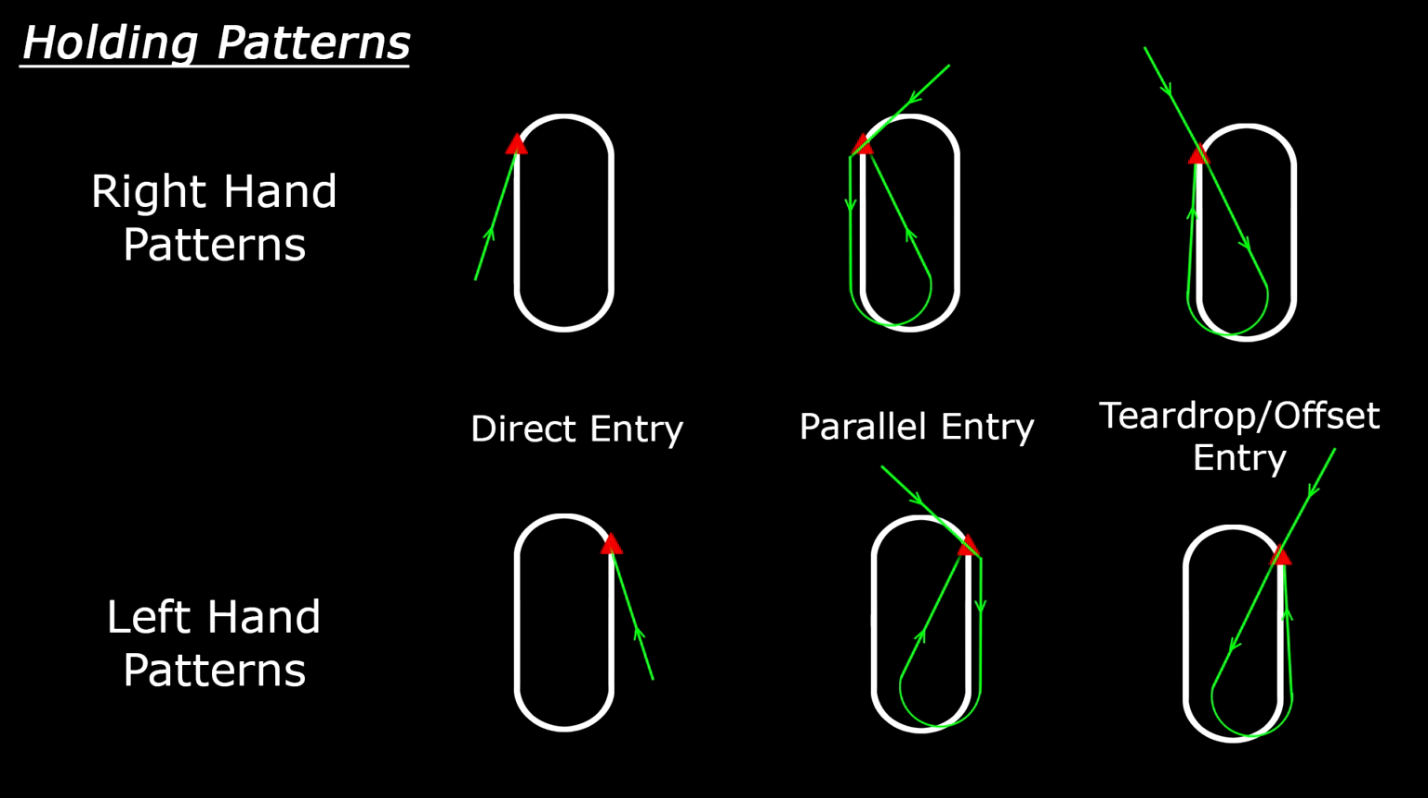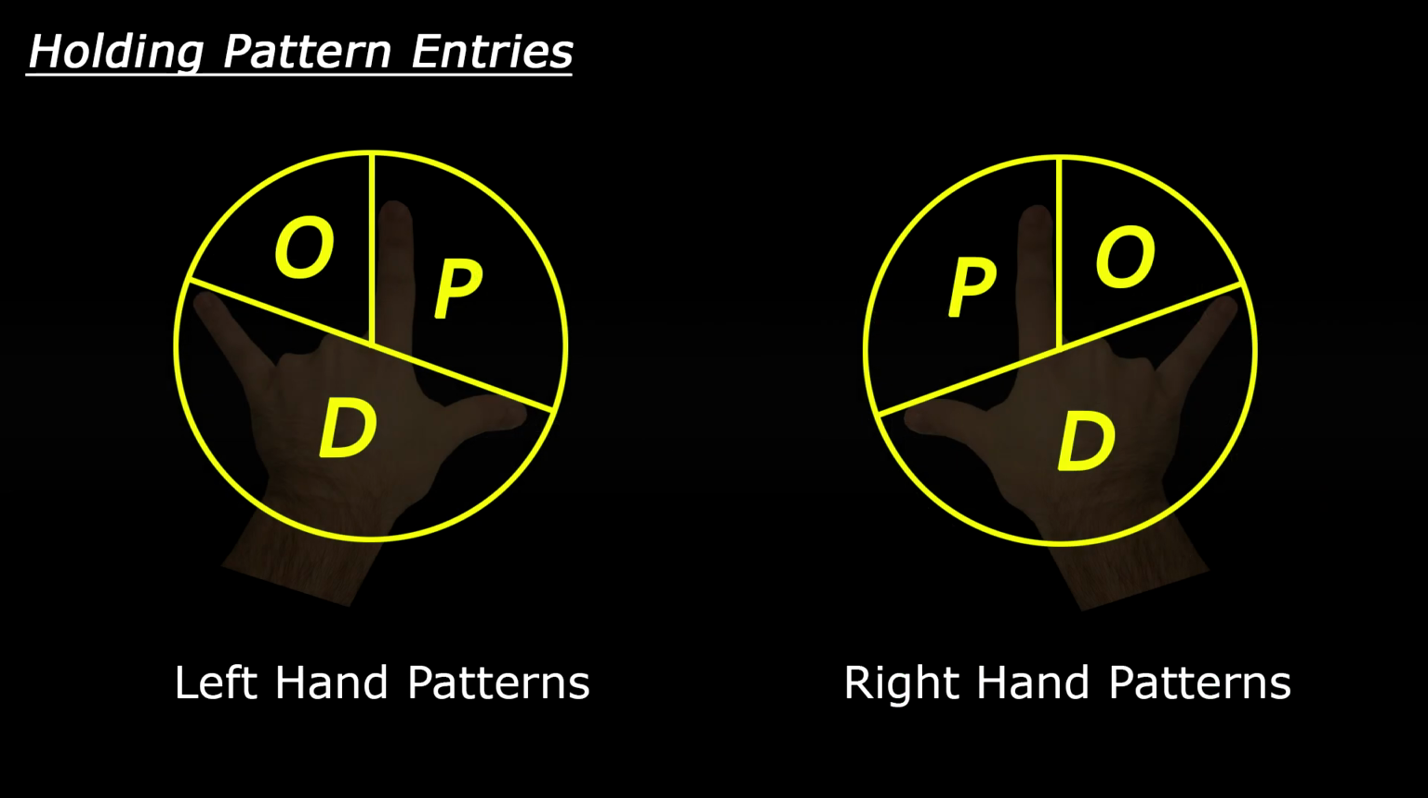It's also the same for the POD and hand trick, except for left hand patterns you would use your left hand to replicate the POD diagram. It's also worth noting that on that diagram your parallel and offset entry sectors have swapped sides for the left hand patterns there.